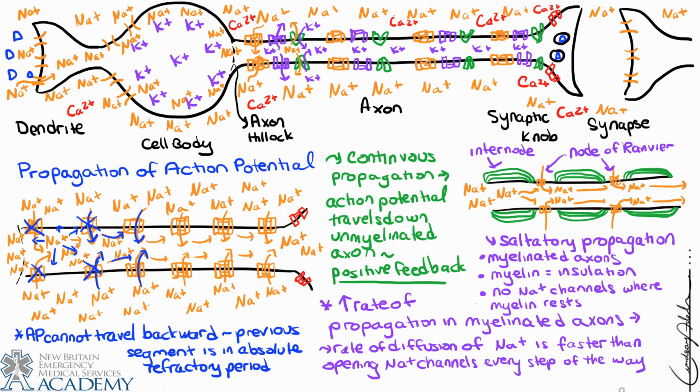So that concludes our explanation of action potential propagation, and in the next video we'll talk about the events that occur at a chemical synapse.